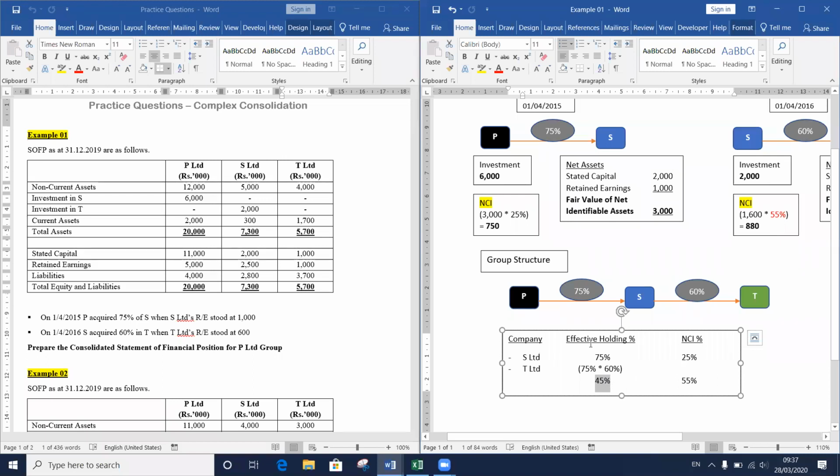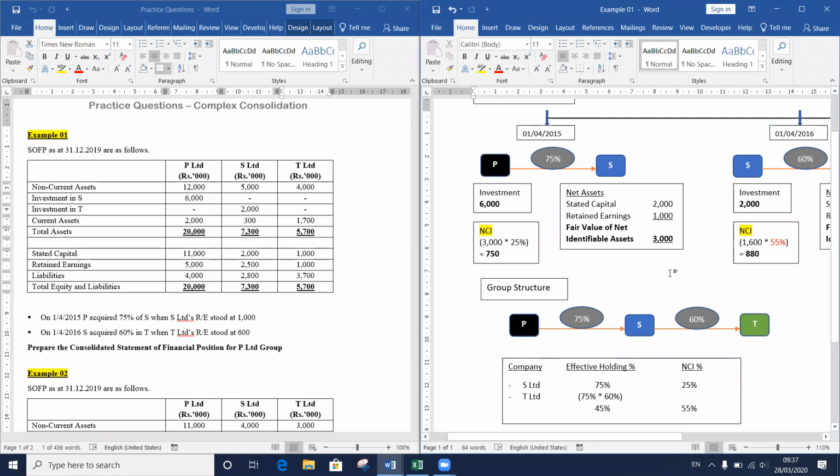Right? So the effective holding percentage is 45%. It means the NCI percentage should be 55%. Right? So this is the basic.